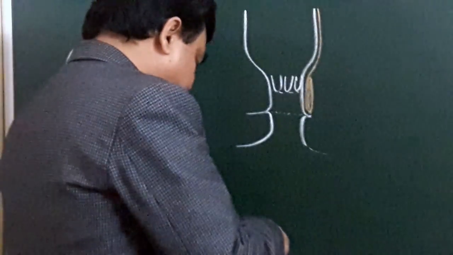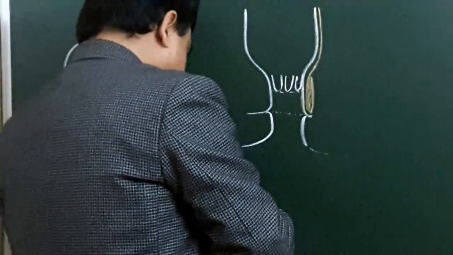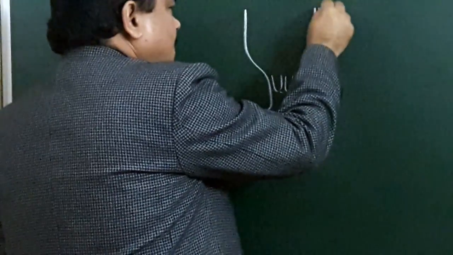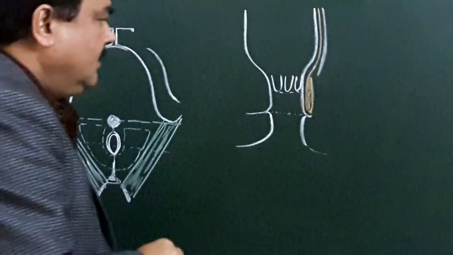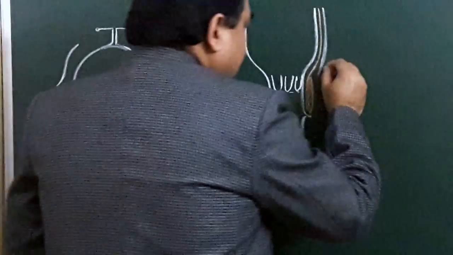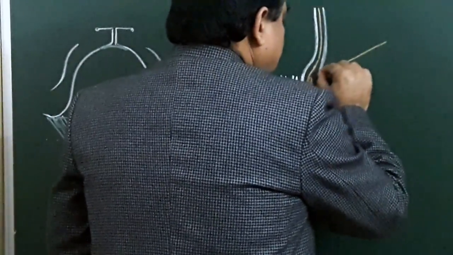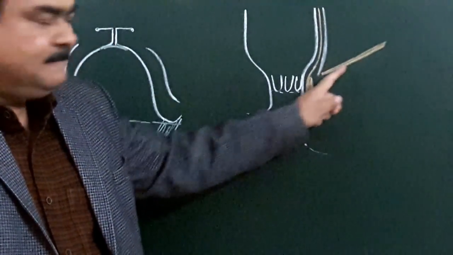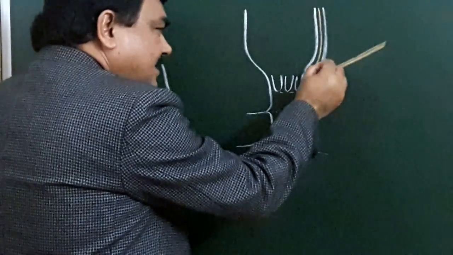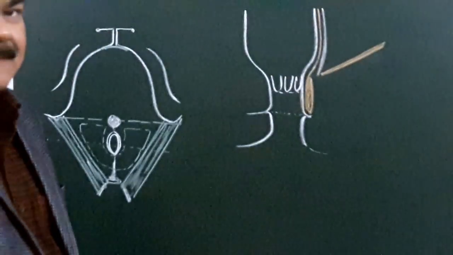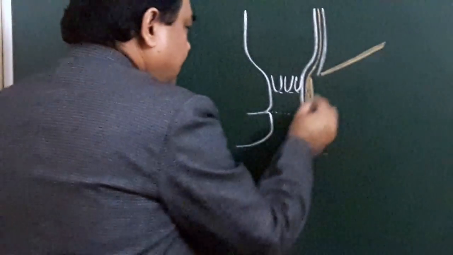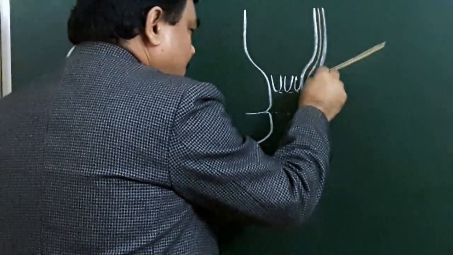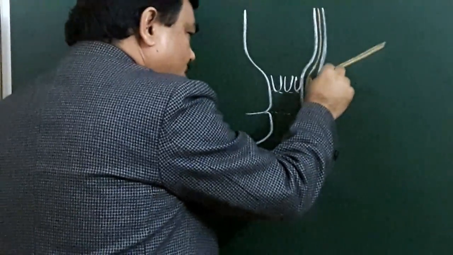Next layer is the outer longitudinal coat of the muscle of the rectum. This muscle joins with the muscle fibers of levator ani. This is levator ani. Here the levator ani muscle fibers and the longitudinal muscle coat of the rectum join to form the conjoint longitudinal coat.